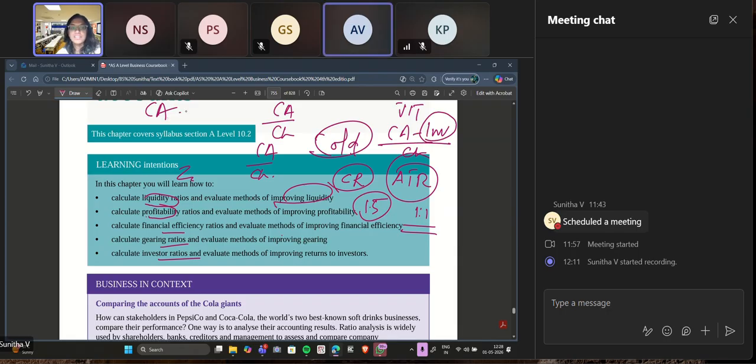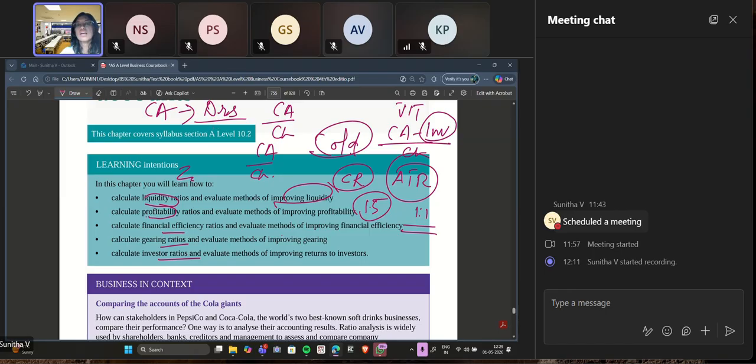Listen. Current liabilities can be reduced by... Wait, ratio or liabilities? It's asking how to improve liquidity. So you can either delay your trade payables, like delay payments to suppliers, or you can ask for quicker payback, or you take a loan to increase your working capital. Very good. So current assets can be increased by asking your customers, your debtors, to make quick payments.